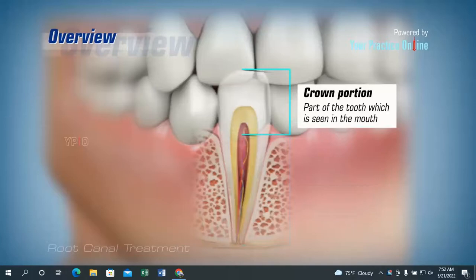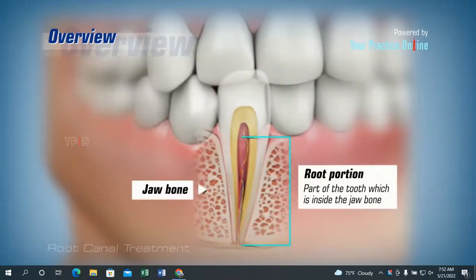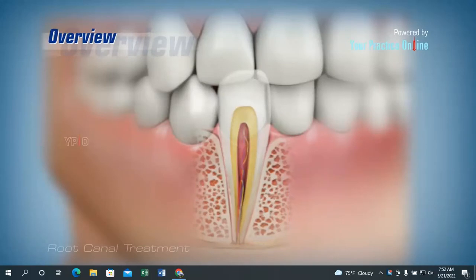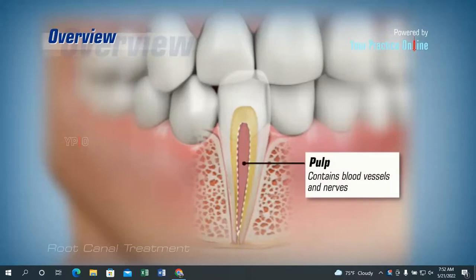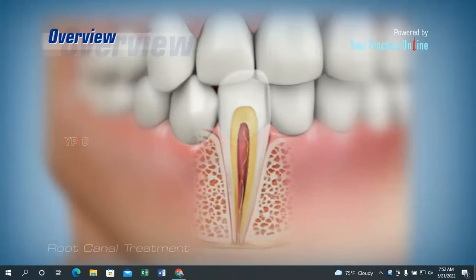The crown is the part of the tooth which is seen in the mouth, and the root is the part of the tooth which is inside the jawbone. Inside the crown and root there is a soft core of tissue known as pulp that contains blood vessels and nerves. In the crown, the pulp is present within a chamber called the pulp chamber, and it travels down the length of the root to the tip or apex called the root canal.